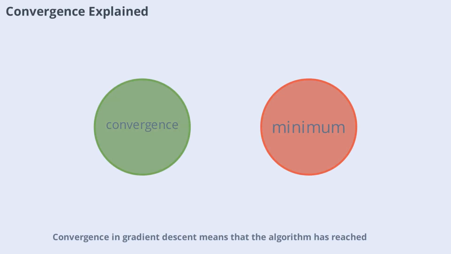Convergence in gradient descent means that the algorithm has reached a point where further updates make little or no difference. This usually happens when the gradient becomes very small, indicating that we're near a minimum. Monitoring convergence is important to avoid unnecessary computations and to ensure the algorithm doesn't get stuck in an endless loop.